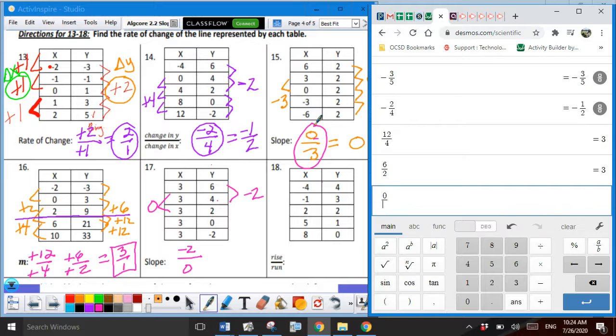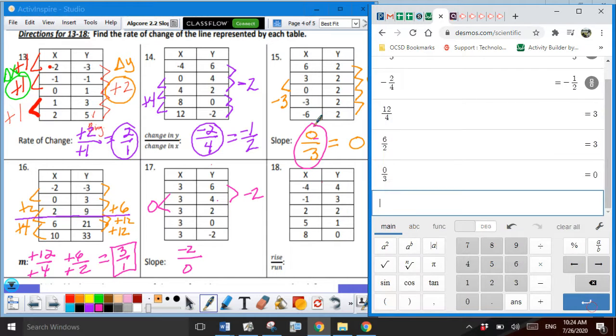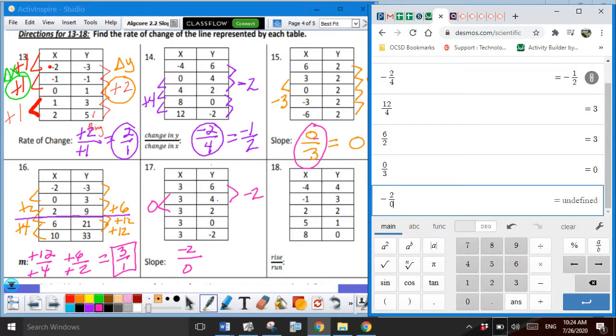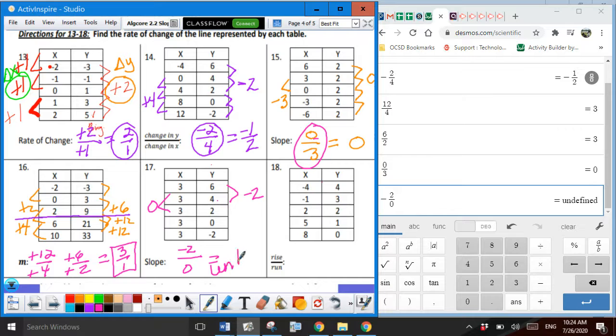So 0 divided by 3 gives me 0. What about negative 2 divided by 0? It gives me undefined. So this is an undefined slope. Okay? That is an undefined slope. I cannot divide by 0. That doesn't make any sense. How do you take 2 of something and break it into 0 parts? You already have 2.